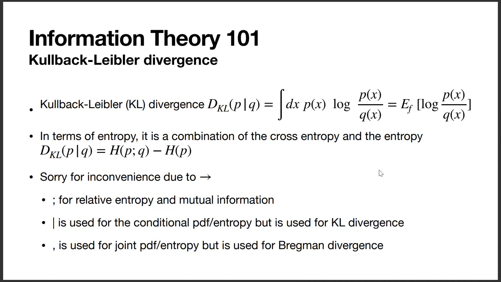And this function stems from Bregman divergence, and therefore it is equal to zero only when these two PDFs are the same. So it's really a strong statement. And in terms of differential entropy, we see that this D_KL(P||Q) is nothing but the cross entropy of P and Q minus the entropy of P itself. So this is the clear physical interpretation of Kullback-Leibler divergence.